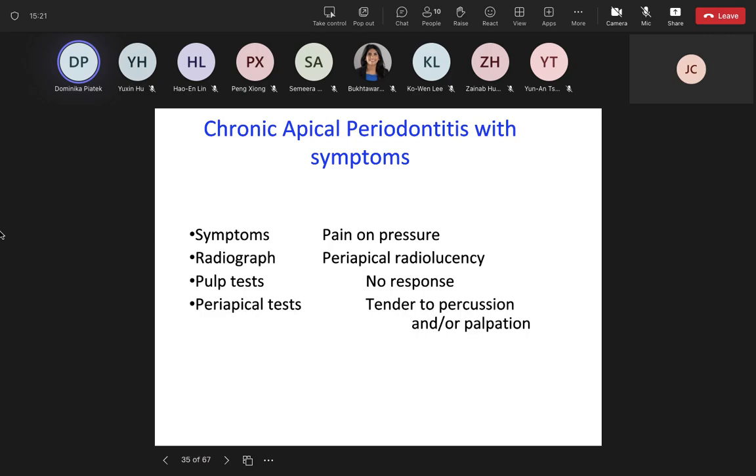Chronic apical periodontitis with symptoms differs from the previous one because the patient can feel pain on pressure. We can see periapical radiolucency, of course. We do not have any response to the pulp test, but this tooth can be tender to percussion. This is the only difference between chronic apical periodontitis with symptoms and the one without symptoms. Usually the chronic apical periodontitis can evolve to the one with symptoms because of some other factors that can affect it.